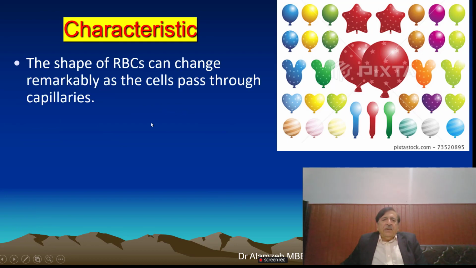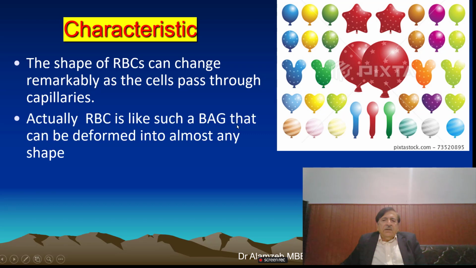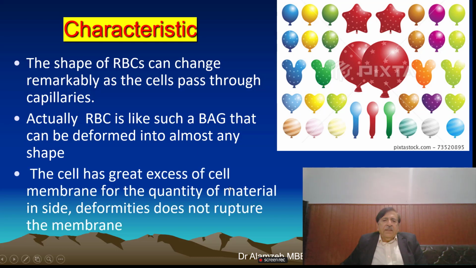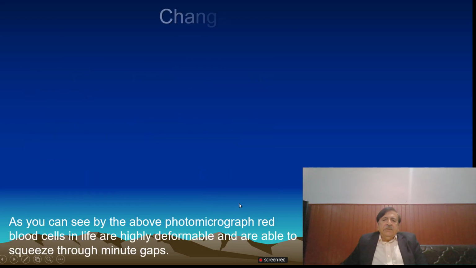Characteristic. The shape of RBC can change remarkably as a cell passes through any shape, like a balloon. We can change the shape of a balloon to any shape. The same is the RBC, which can change its shape to any form. It is because the cell has a great excess of cell membrane for the quantity of material inside. Deformity does not rupture the membrane. We press the balloon, it doesn't rupture. In the same way, the RBC also deforms and doesn't rupture.